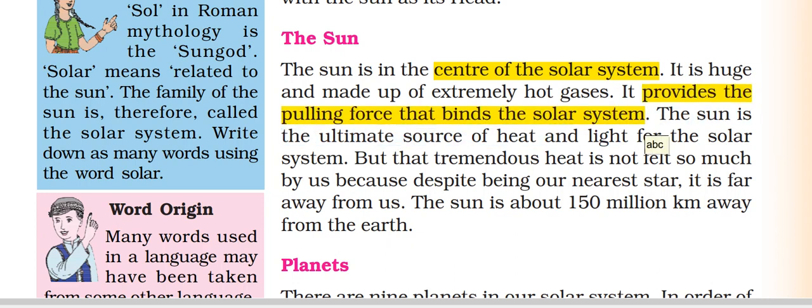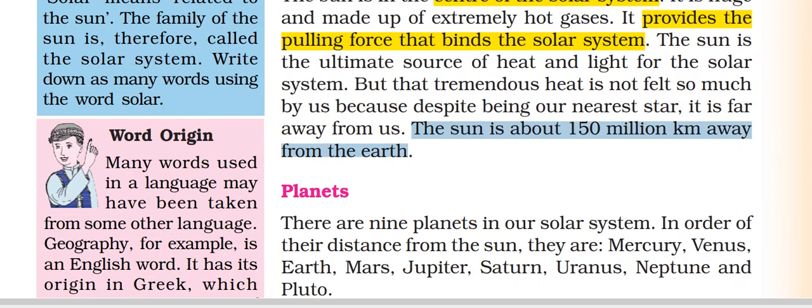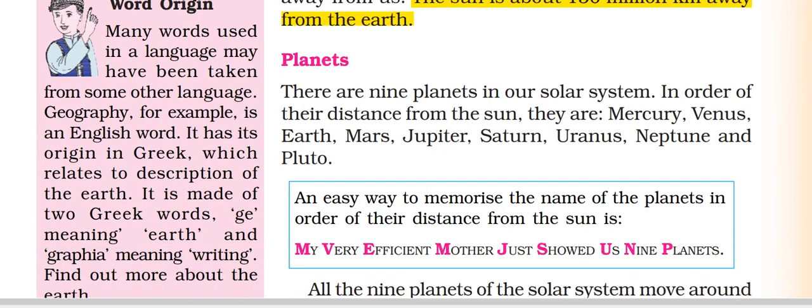The Sun is the ultimate source of heat and light for the solar system. Its heat is not felt so much by us, because the Sun is about 150 million kilometers away from the Earth.